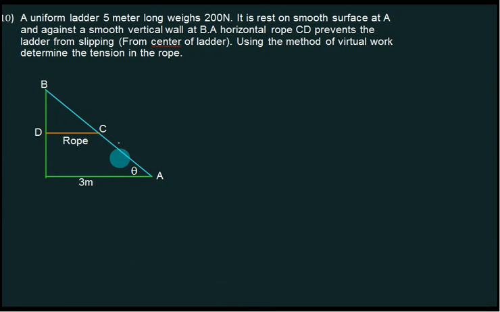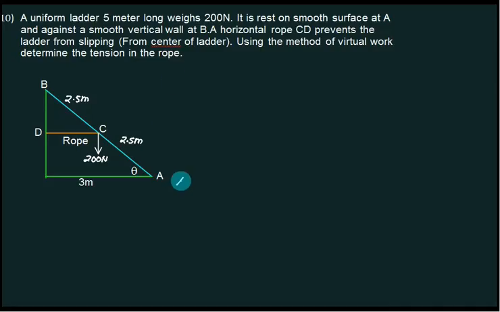Okay, check this out. A uniform ladder of 5 meter length. This length is what? 5 meter. What is the weight of this one? 200. So the 200 Newton weight will act here. So this one is 200 Newton. And then this length becomes 2.5 meter, and this length is also equal to what? 2.5 meter. Agree?